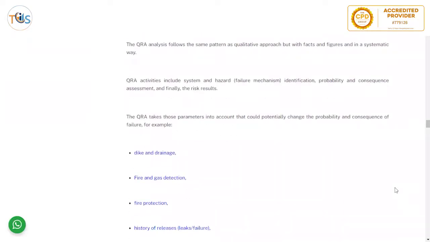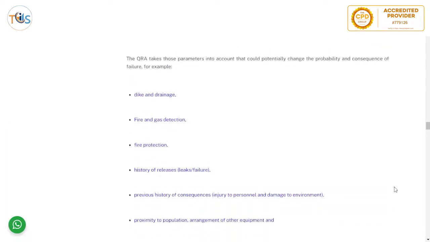QRA analysis follows the same pattern as qualitative approach, but with facts and figures and a systematic way. Quantitative risk analysis activities include system and hazard, failure mechanism, identification, probability and consequence assessment, and finally the risk results. The QRA takes those parameters into account that could potentially change the probability and consequence of failure.